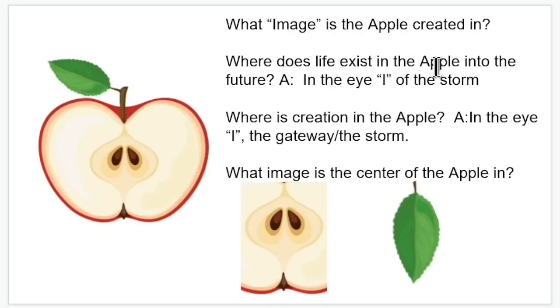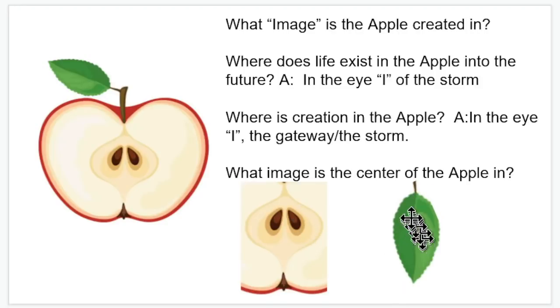Where does life exist in the apple into the future? In the eye. The eye of the storm. Where is creation in the apple? In the eye. I am. I. The gateway, the storm. It's in the center here. And that's why it looks like a woman's reproductive organs, with the seed that she carries in her. Even shows her butt. It's just perfect.